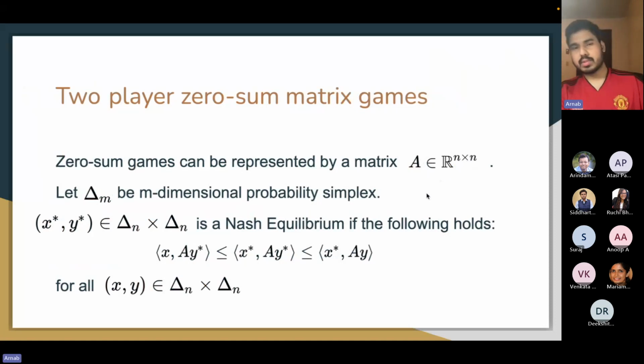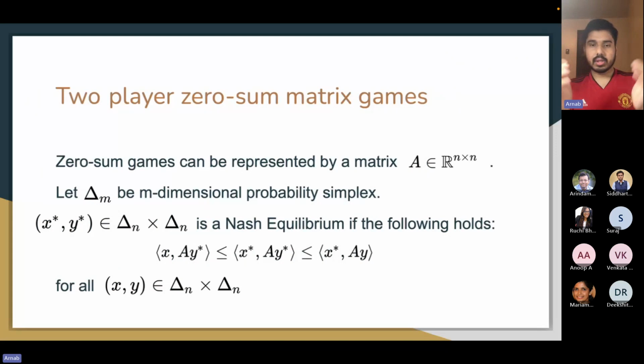I'll take you through some notation and some definitions. First, delta m is the m-dimensional probability simplex. It's the set of all vectors where each coordinate represents the probability of choosing that particular coordinate.